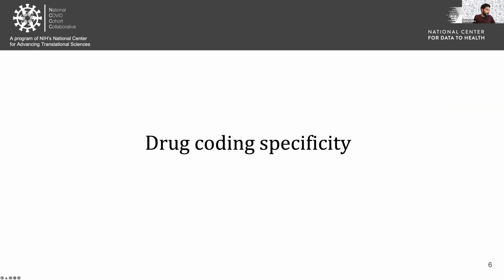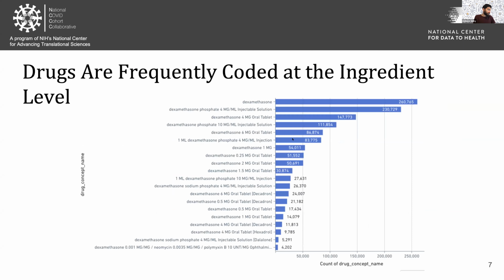Now, moving on from there, we have drug coding specificity. One of the challenges here is that drugs are frequently coded at the ingredient level. What that means is oftentimes you might look up an RxNorm ingredient, get all the descendants, and pull all the drug exposures that relate to that RxNorm ingredient. The problem with that, and here I have dexamethasone as an example, is that when something is coded at the ingredient level and nothing else, you don't have information on the dose, strength, route of administration, or other important information that might affect the kind of analysis that you are interested in.